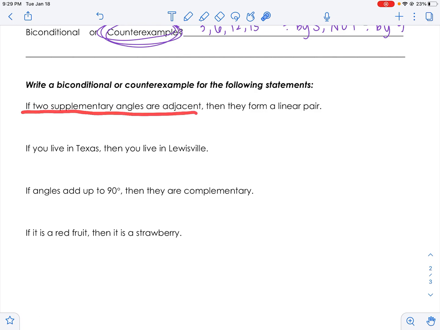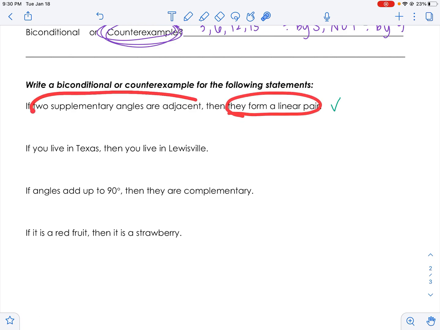If two supplementary angles are adjacent, then they form a linear pair. Well, if I go forwards, that would be true. Two supplementary angles that are adjacent, they form a linear pair. Now let's go backwards. If they form a linear pair, then the two supplementary angles are adjacent. Well, that's also true, which means that we can write a biconditional.